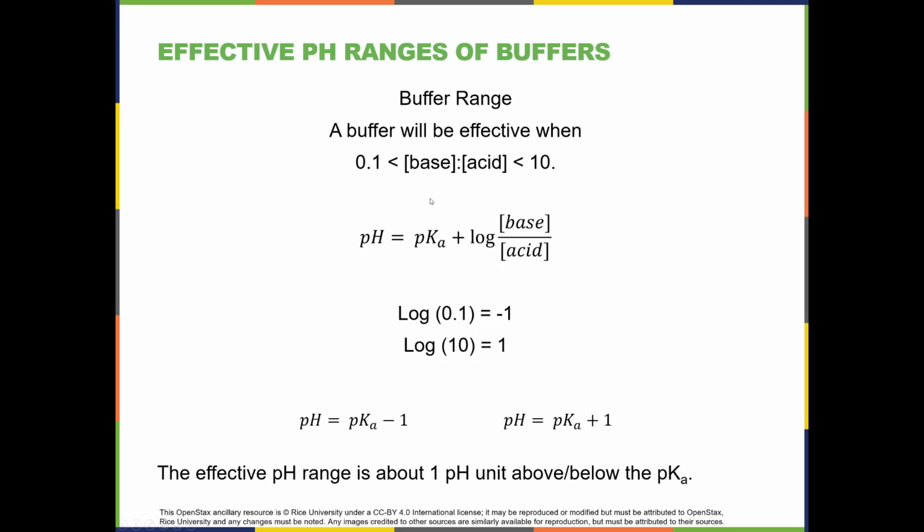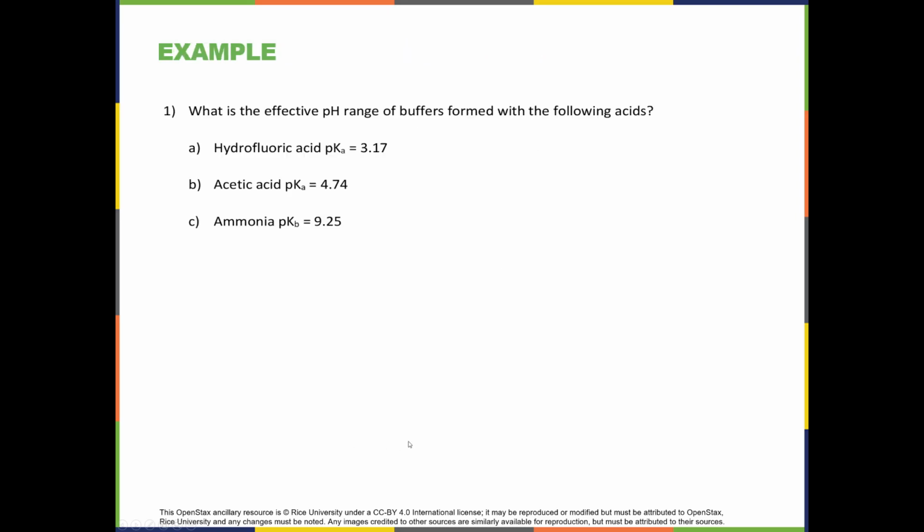Well, let's think about this mathematically. If we have 10 times more acid and this value then becomes 0.1, the log of 0.1 is -1. So the pH equals the pKa minus 1. If the concentration of base is 10 times higher and this ratio is 10, the log of 10 is 1 and the pH equals the pKa plus 1. So this leaves us with a fairly simple mathematical formula: the pH for a buffer can be about 1 pH unit above or below the actual pKa of the weak acid or weak base. So in this case, it's going to be the pKa plus or minus 1.